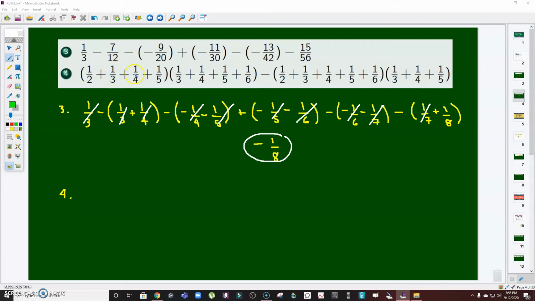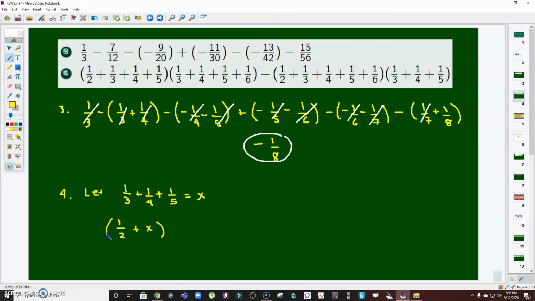If you're going to notice, we have 1/3 plus 1/4 plus 1/5 here. Same thing with this one, 1/3 plus 1/4 plus 1/5. Same with this. So what do I mean? If I'm going to let 1/3 plus 1/4 plus 1/5 be one quantity, let's say a variable x, then I can rewrite this as 1/2 plus x.